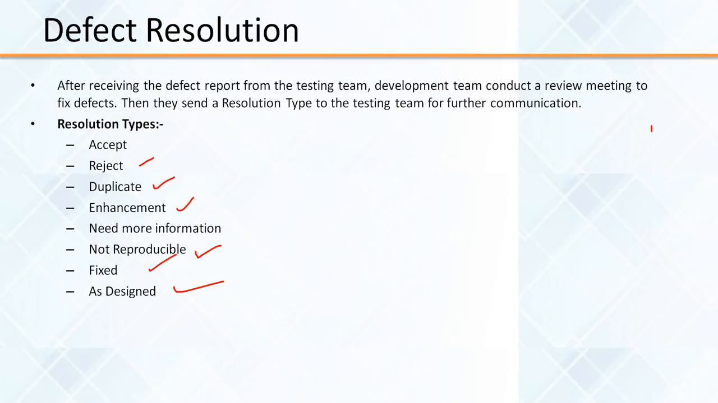And not reproducible. Suppose you have raised a defect that is reproducible in the testing environment, but in the development environment it is not reproducible. It is not coming again and again. Then he will say not reproducible. If the developer accepts, then he will mark it fixed. And sometimes the developer marks your defect as designed. That means you feel it is a defect, but as per the requirement it is expected functionality. The developer says it is expected functionality, while you say it is not expected as per the requirement. So this is a simple conflict between the tester and the developer.